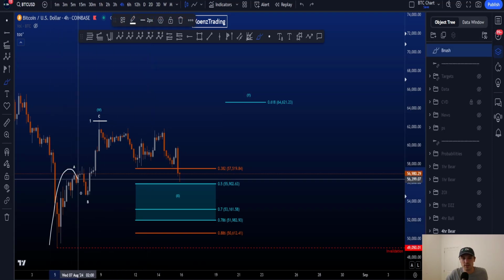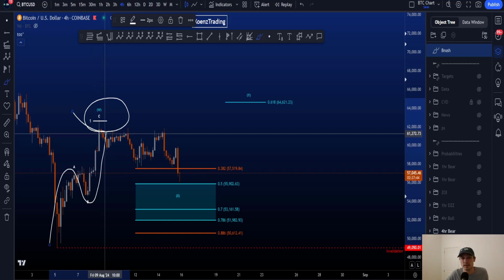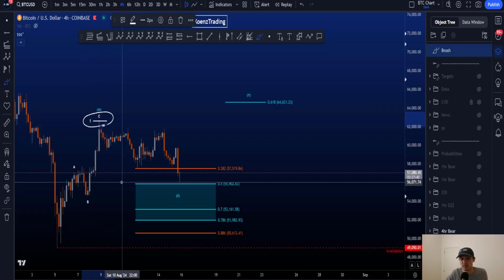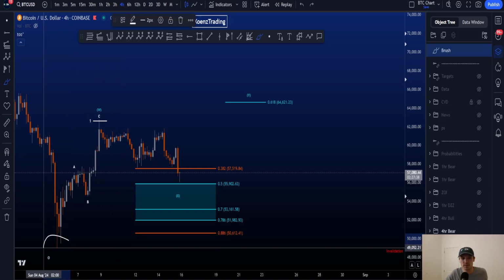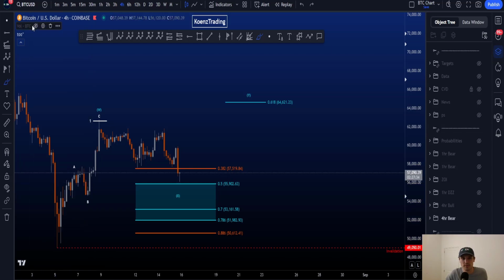In this case, we have a finished 3-wave corrective structure, an ABC to the upside in a wave W, where your wave C hit the most common target for wave C, which is the 1-to-1 trend-based fib extension, taken from the low to the high of A to the low of your wave B.